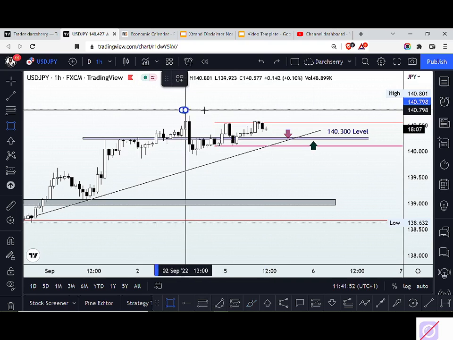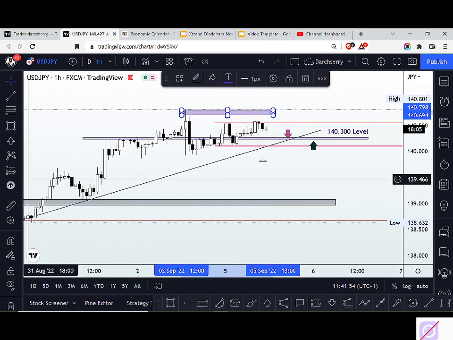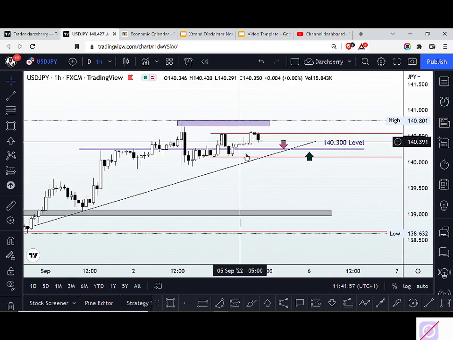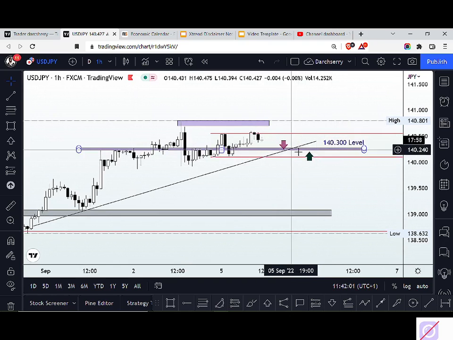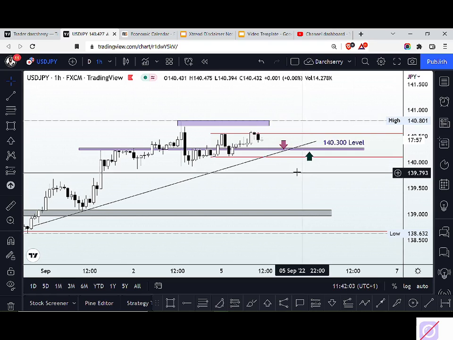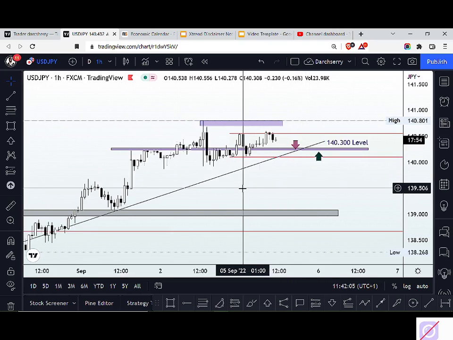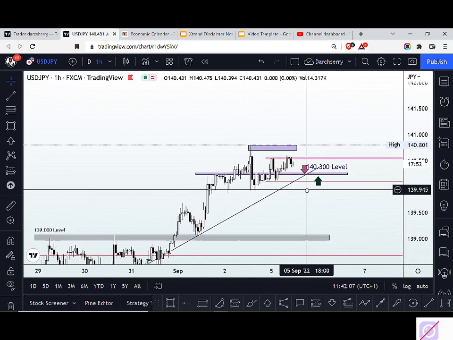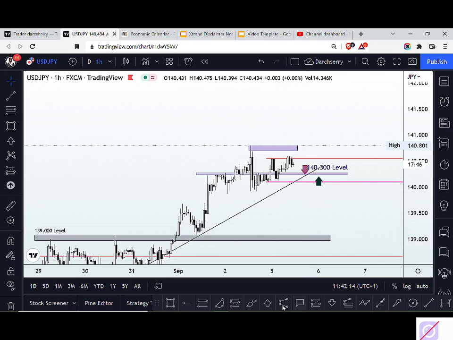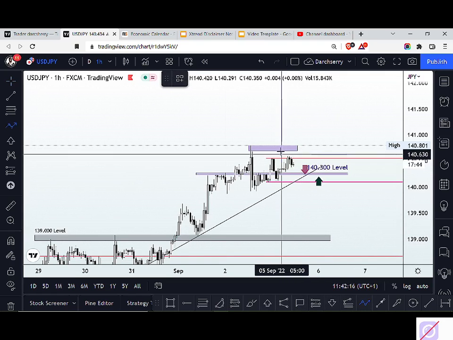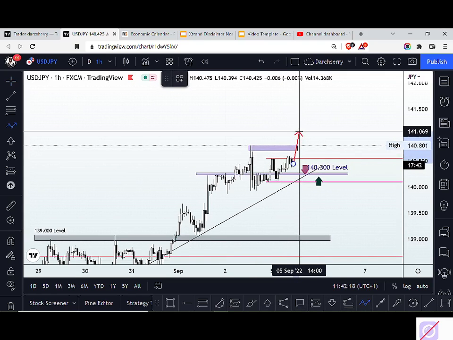Let's see how price plays out in the next couple of hours to see if we are going to be having a breakdown of the 140.300, or price is going to reject the 140.300 area to push price to the upside. Another thing we want to do here is this: if price does not come back into the 140.300 area at all going forward, and then we see a breakout of the 140.800 area like this, then we want to be seeing this as a bullish signal.